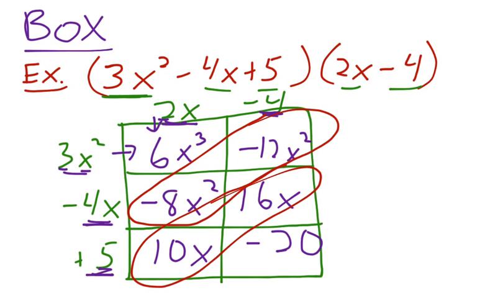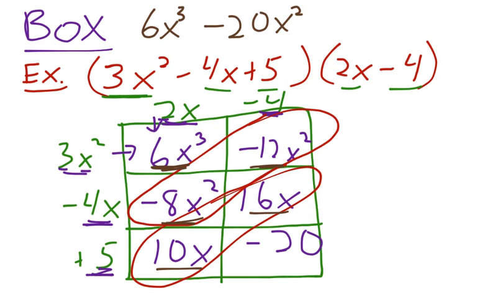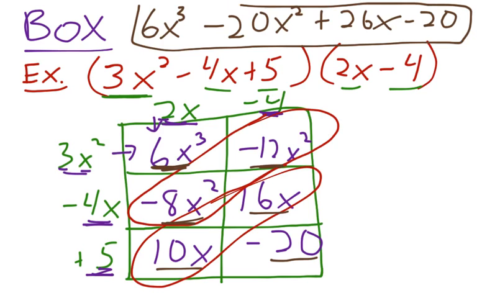Alright, and now that we have our diagonals circled there, we're just going to combine our like terms. So the 6x to the third doesn't have a buddy, so we just write 6x to the third. I'm going to combine my two like terms. I get negative 20x squared. Combine my other two like terms, the diagonals, and those are both positive, so I add them. So I get 26x. And then my negative 20 is just hanging out all by its lonesome, so I just bring it over. And that's your final answer: 6x to the third minus 20x squared plus 26x minus 20.